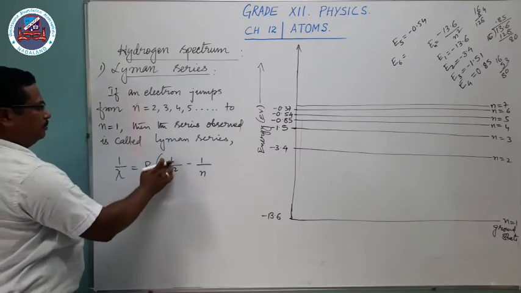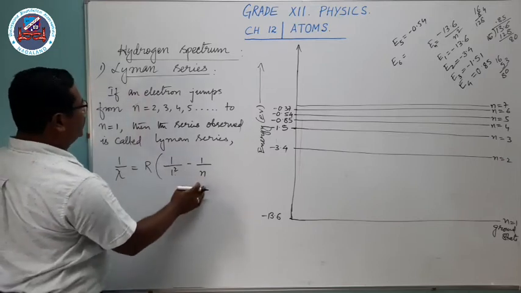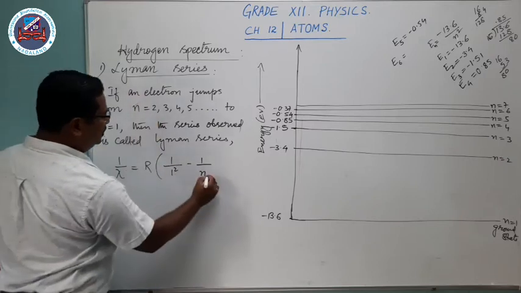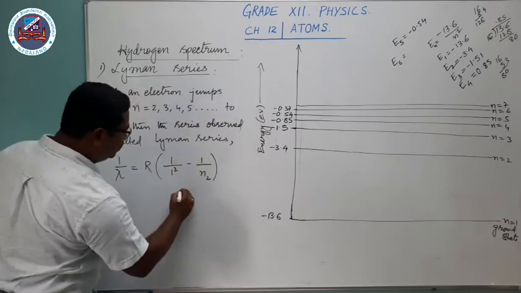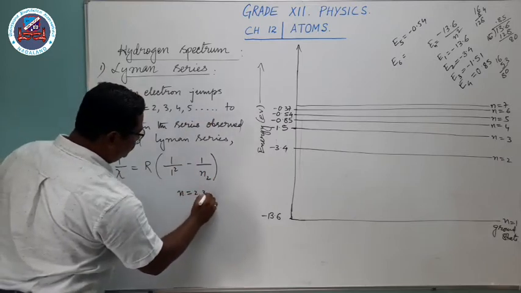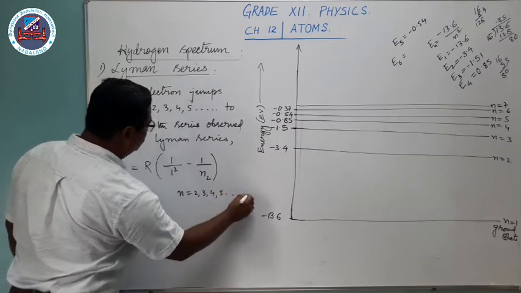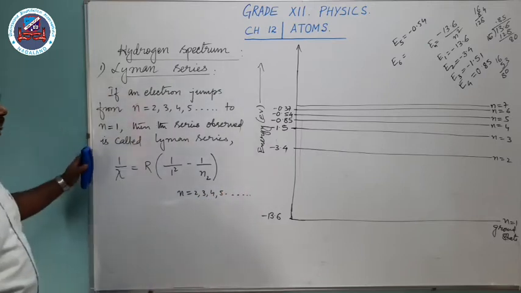Your formula is 1 by n1 square minus 1 by n2 square. n1 is 1, and n2 can take values 2, 3, 4, 5 and so on. This series we call the Lyman series.